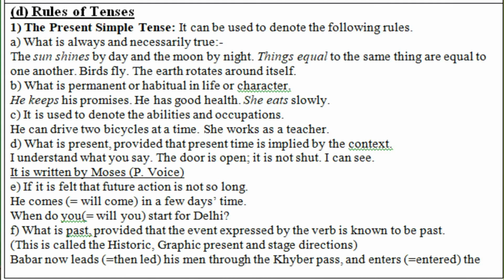Rule number 3, you may say A, B, C, D, or 1, 2, 3, 4, 5, 6, 7. Whatever the way you may call. C, it is used to denote the abilities and occupations. Abilities or occupations, we use this tense only.